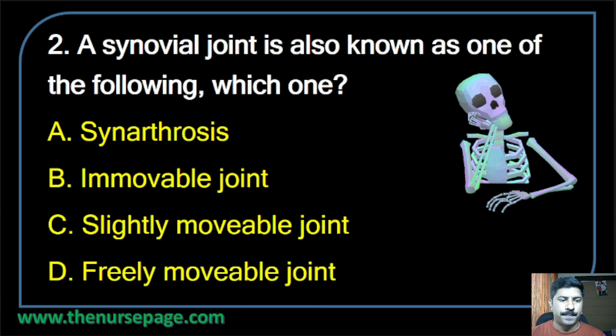Next question. A synovial joint is also known as which one of the following? Synarthrosis, immovable joints, slightly movable joints, freely movable joints.